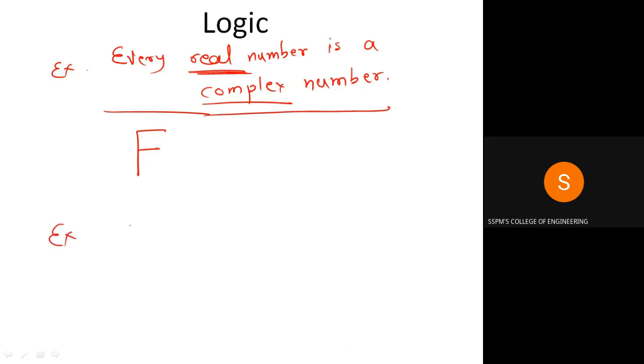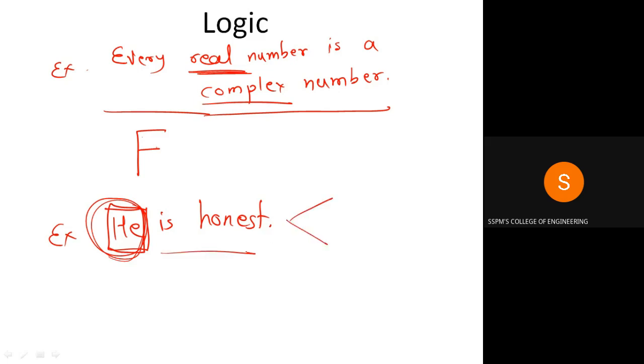Next example. He is honest. So this looks like a statement, but it is not a statement, because we do not know who this he is, who this person is. So this can be true, this can be false, but it is still not a statement.